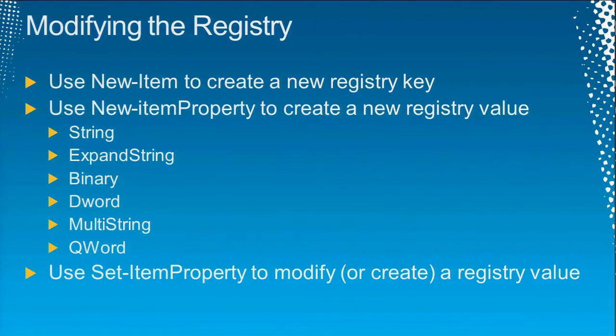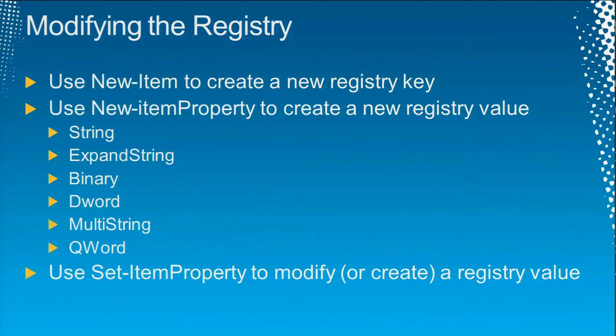That would be, because you'd have to write it as an array of bytes, which I'm not going to take the time to do. Multi-string, you can pass it an array of values, and then D-word, Q-word. If you want to create a new property, you can also use Set-ItemProperty. If the property or registry key that you're trying to create or modify doesn't exist, Set-ItemProperty will create it. If it already exists, then you can modify it.